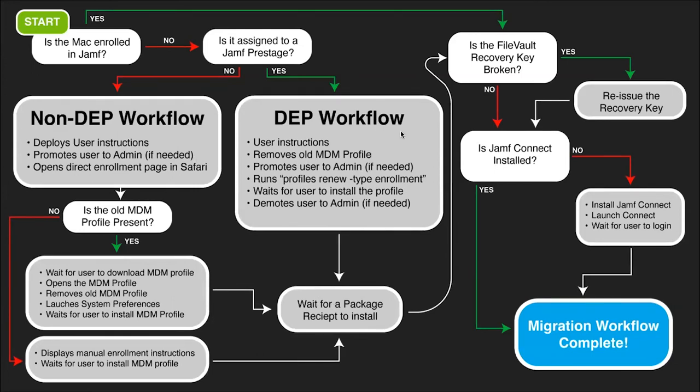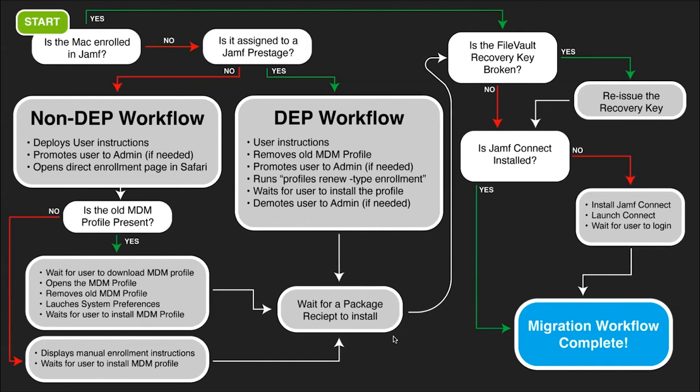Let's say it's in DEP. What are we going to do at this point? We're going to deploy different user instructions for DEP. We're removing the old MDM profile. We're again promoting the user to admin if necessary. And then we're running the command profiles renew -type enrollment. And then we wait for the user to install that profile. And then we demote them back to standard if they were someone that was standard to begin with. So we basically set a key during this script saying, hey, we need to demote them back to standard, which I also forgot to mention here. This also will demote them back to standard.